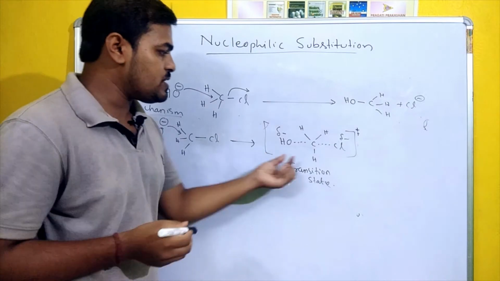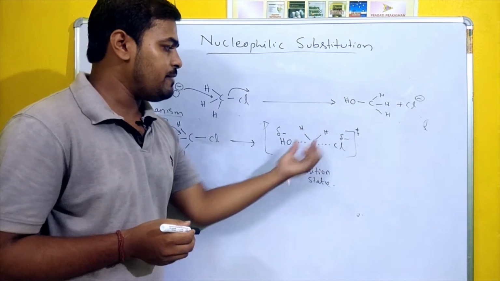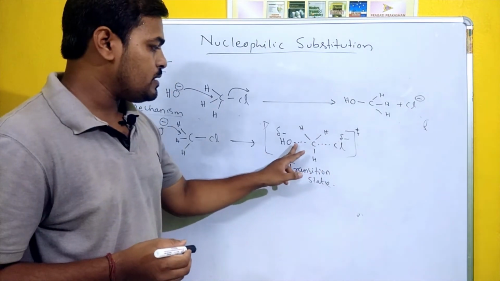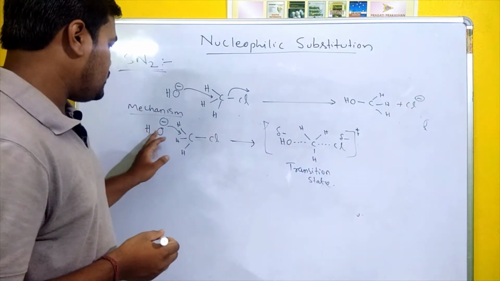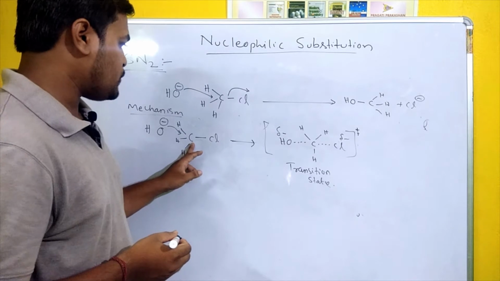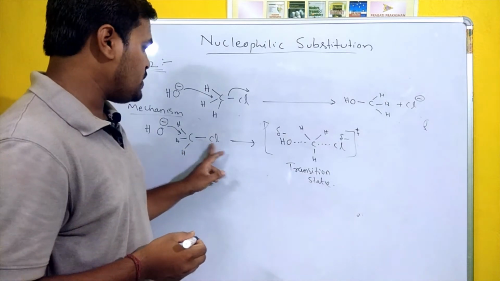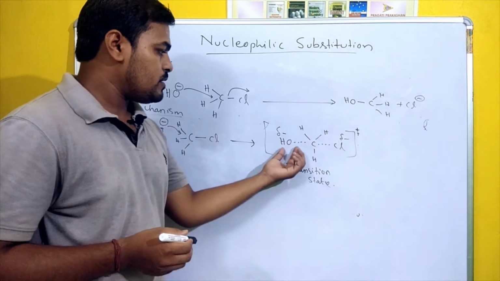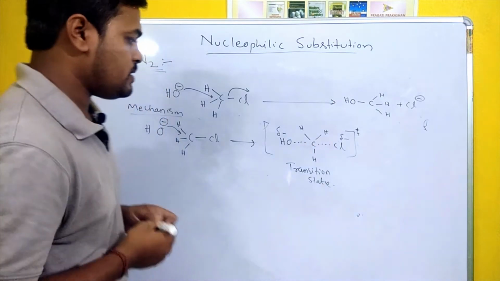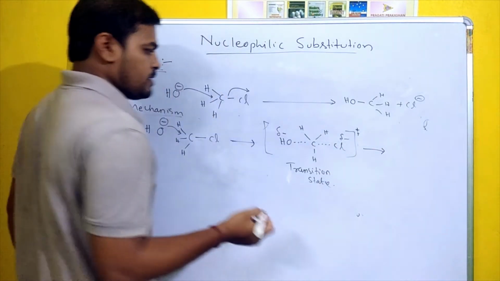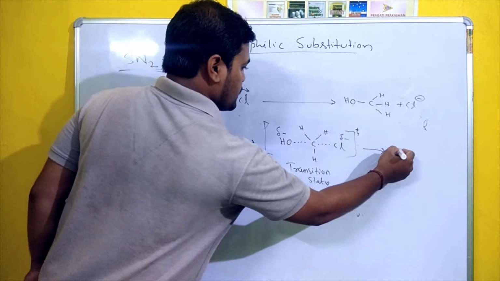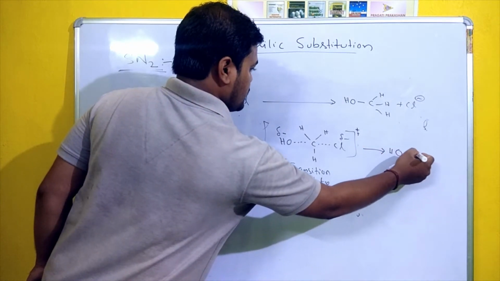In the transition state, carbon is pentavalent because here you can see that carbon makes five bonds. Here the nucleophile comes and attacks the carbon and chlorine leaves simultaneously, and this transition state is formed. Then the product is formed like that.